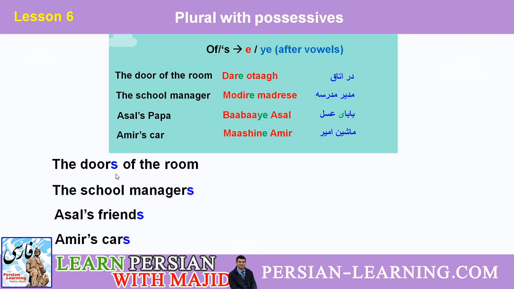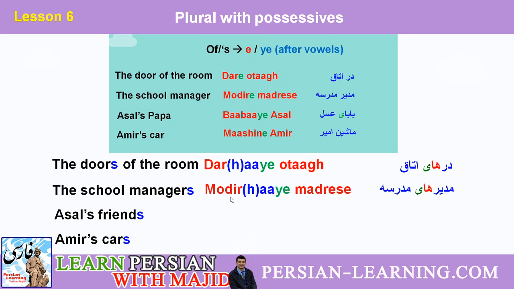For example, the doors of the room. Door is در. Then we have to make it plural. درها. And because we make plurals with ha, which means our noun will always end with a vowel, we have to always go for this rule for making plural with possessive. So we have درها, then ye. درهای اتاق. We have school managers. Manager is مدیر. Then we have مدیرهای مدرسه.